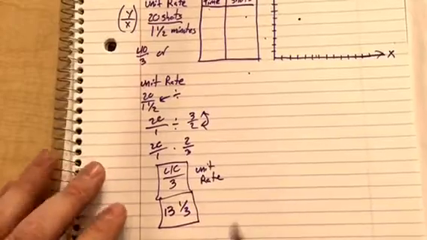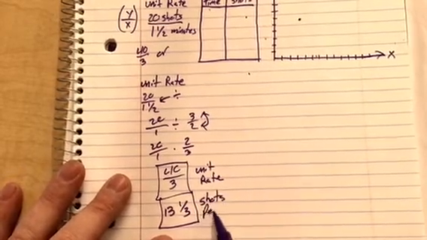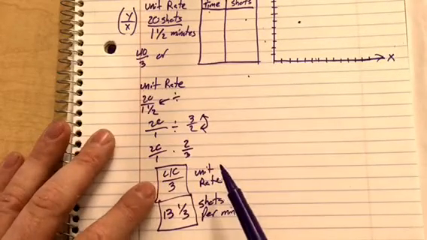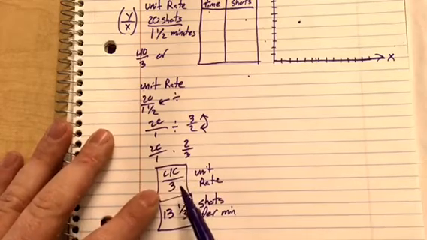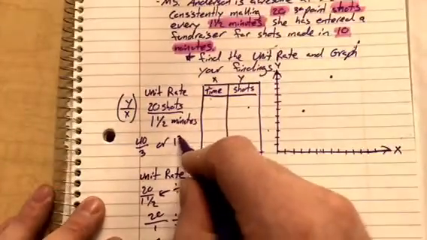Now, this means the same thing. This means 13.33 shots per minute. And what this means up here is it means 40/3 shots per minute. This also can be referred to as 40 shots every 3 minutes. And we're going to see that in our table here that it kind of matches up. So I'm going to bring this information up here.